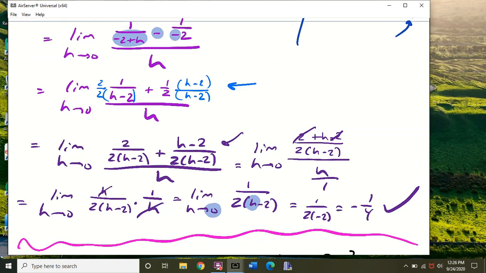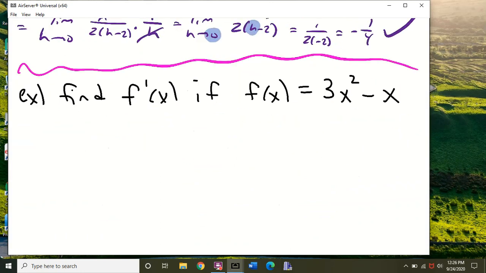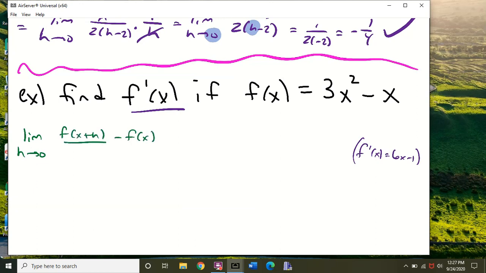Okay. And maybe one more just to see how it's done with multiple terms, just being careful. Find the general derivative f prime of x if we're given 3x squared minus x. And again, if you remember the easy way to do it, we would anticipate this being our answer, 6x minus 1. Okay, so here we go. Limit as h approaches 0 of f of x plus h minus f of x, all over h.